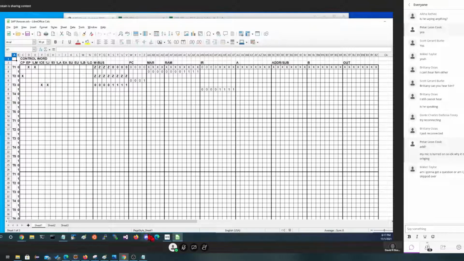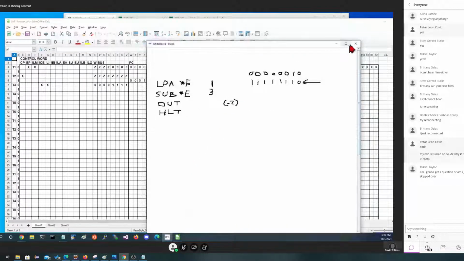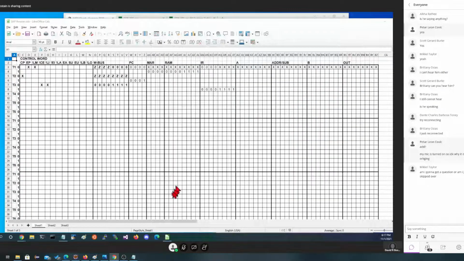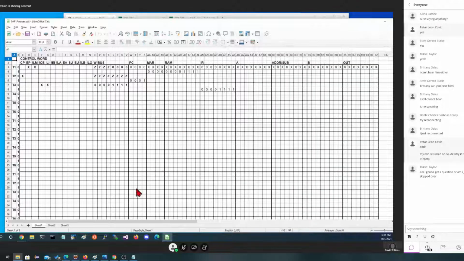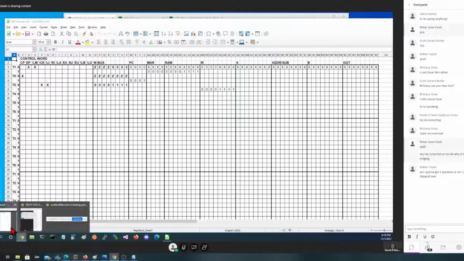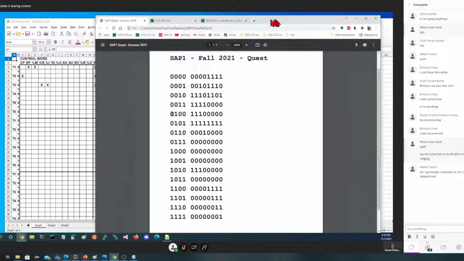So what we're going to do is we're going to look at our program. Let me see if I can find our program here again. That would not be it. There's a PDF file somewhere on here. It's probably there. And what we're going to do is we're going to go through instruction by instruction.